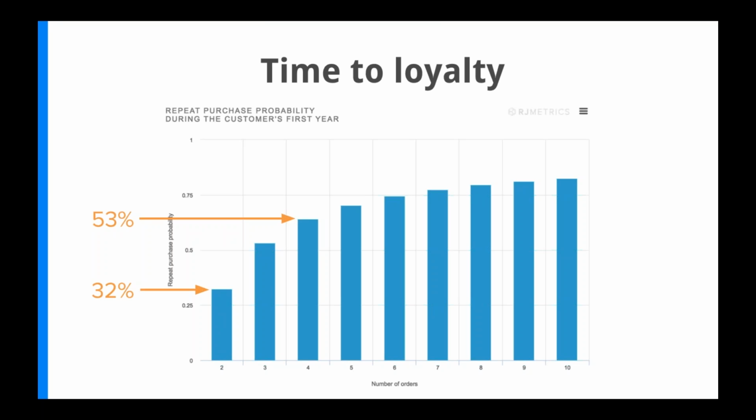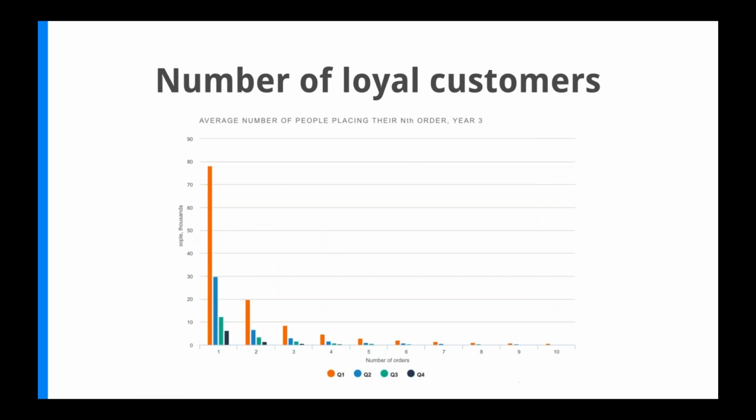But when you have someone who's made two purchases, the odds of them going on to make a third are about 53%. And so by increasing this probability and decreasing the time between orders, like we were talking about before, it's a great way to unlock loyalty and increase that LTV and CLV. Going on to the next one, loyalty is obviously important. And I want to show you how many more loyal customers the top-performing companies have.